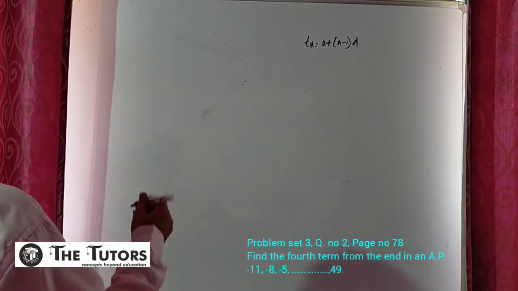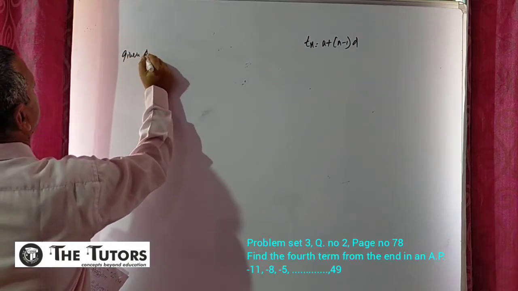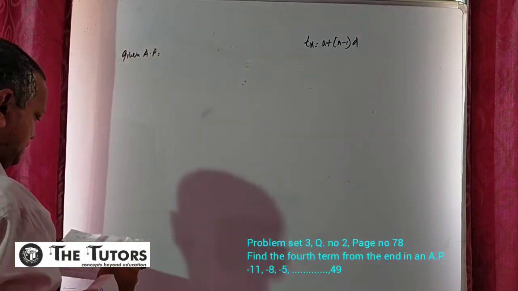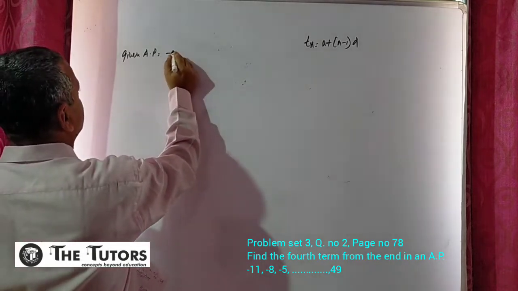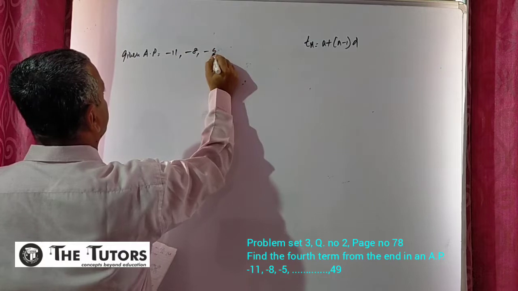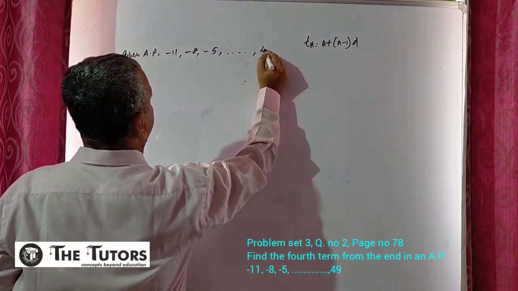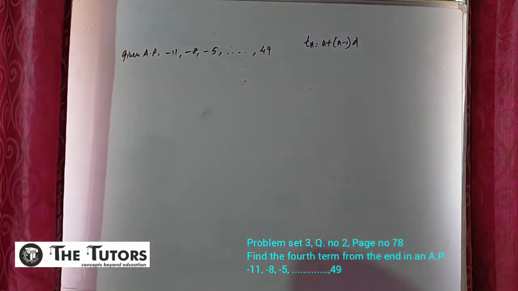What is the AP? Given AP is minus 11, minus 8, minus 5, up to 49. This is the given AP.